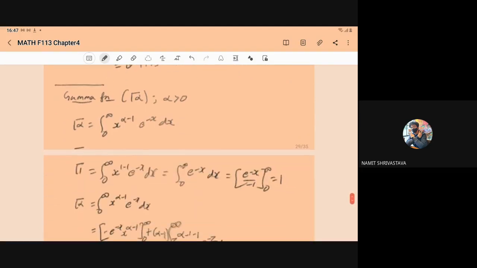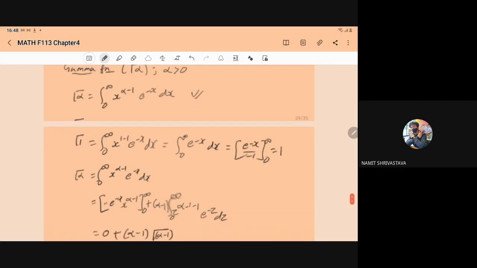So the gamma function we are defining like this. Gamma of 1, which means alpha is equal to 1, is the integral from 0 to infinity of x to the power 1 minus 1 times e to the power minus x dx. So x to the power 1 minus 1 means 0, so we have the integral from 0 to infinity of e to the power minus x dx. Its integration is e to the power minus x upon minus 1, limit 0 to infinity, so it will become 1. So now you can say gamma of 1 is equal to 1. One formula you have derived.